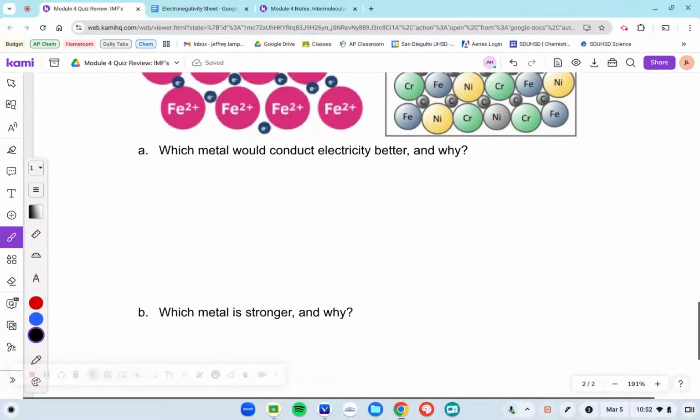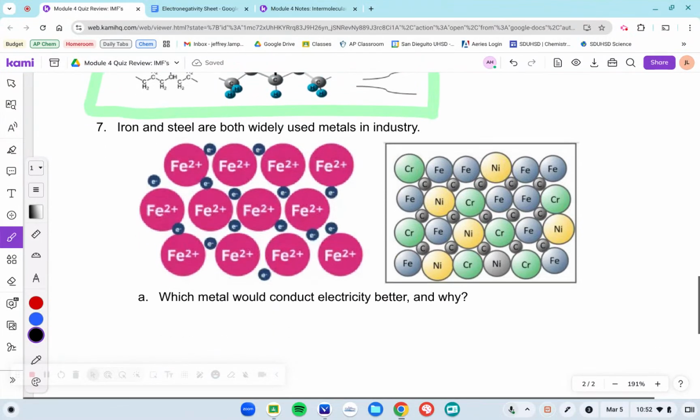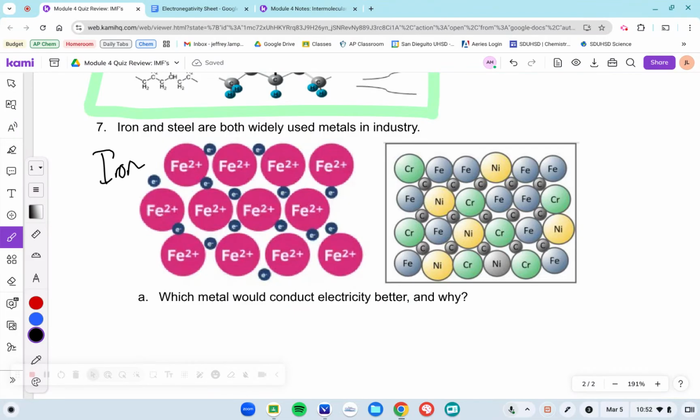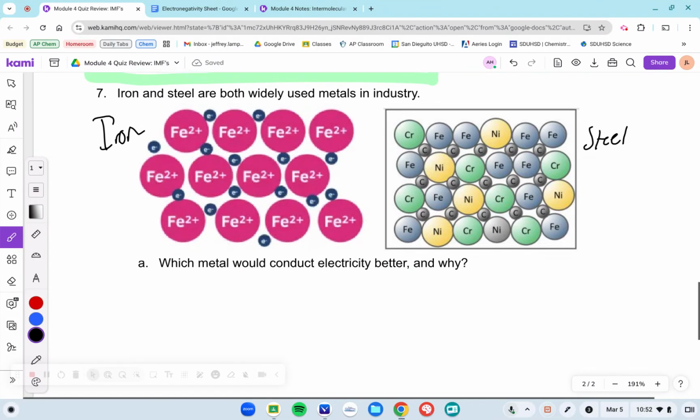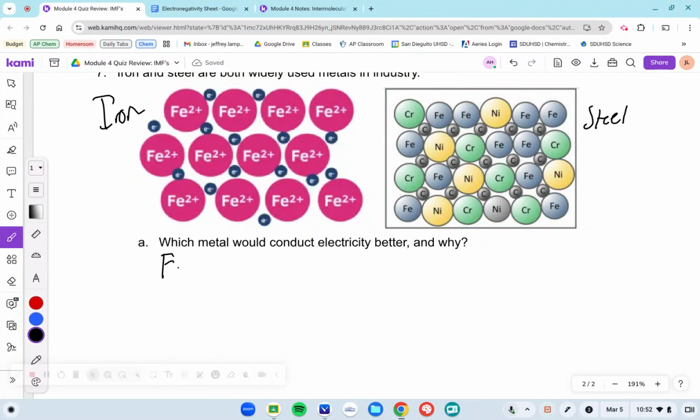Now on to number 7. So number 7, it says iron and steel are both used widely in the metals industry. Now on the left here, this is our iron, and on the right we have our steel. Now it asks which one would conduct electricity better. Now what we've learned is that pure metals conduct electricity more. So the iron conducts electricity more, and the reason is it doesn't have any dislocations or point defects.